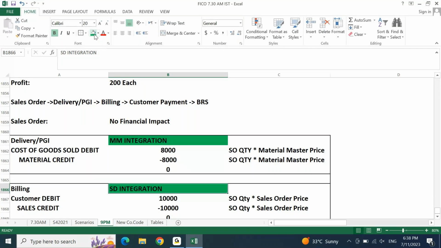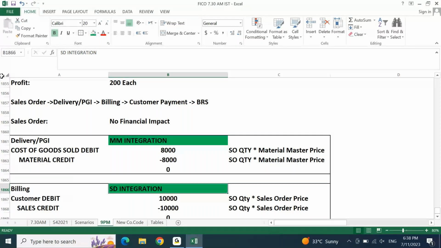I'll explain where the GL accounts are coming from, and why we are saying this is integration, not SD integration. These are all small points, but they will have a huge impact in your interviews. When you're explaining, these points will have a huge impact. Your PGI is coming from integration.